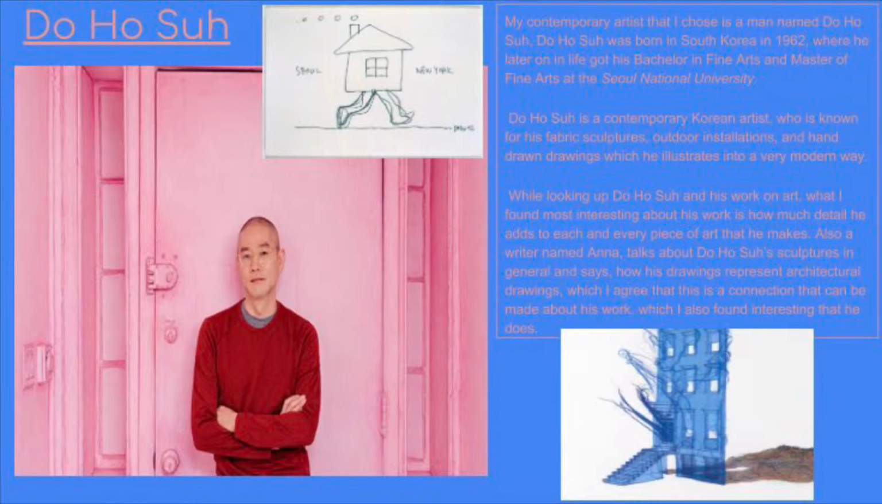On the screen I have 3 images. In the center I have an image of Ho Suh himself. At the top I have an image of a hand-drawn drawing by Ho Suh that shows a house with legs. And the bottom is an example of an architectural drawing that Ho Suh created.